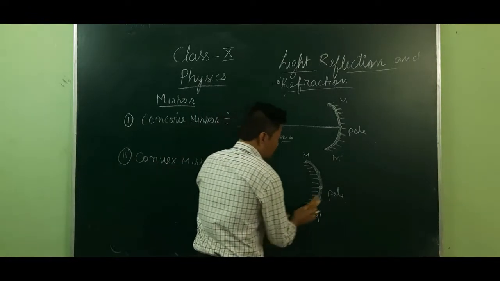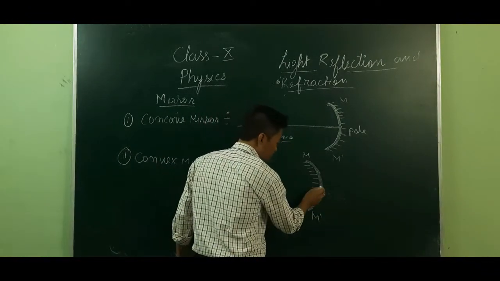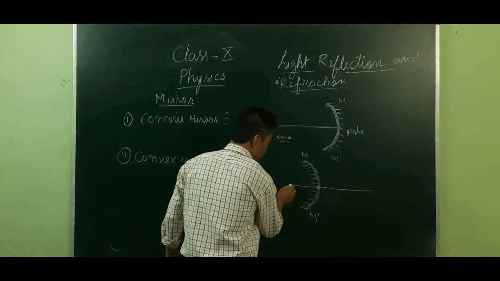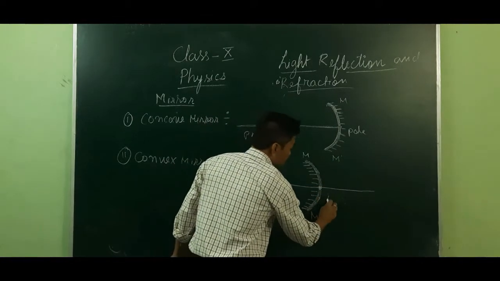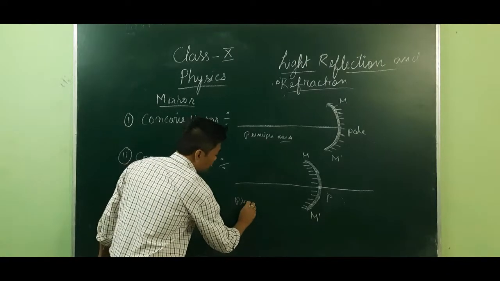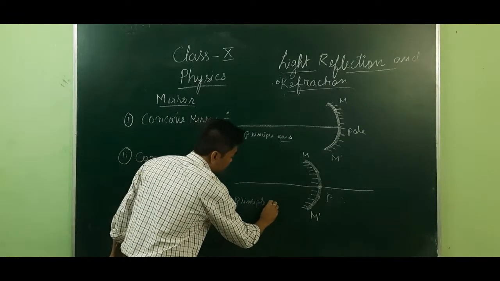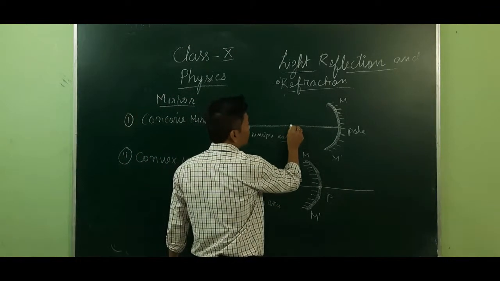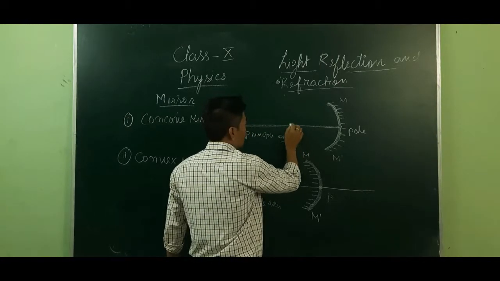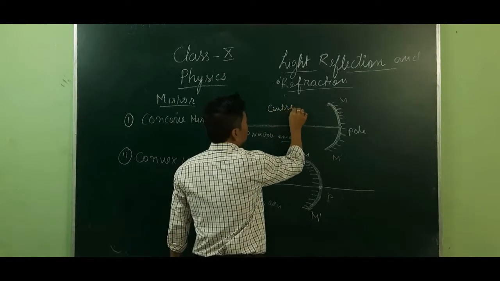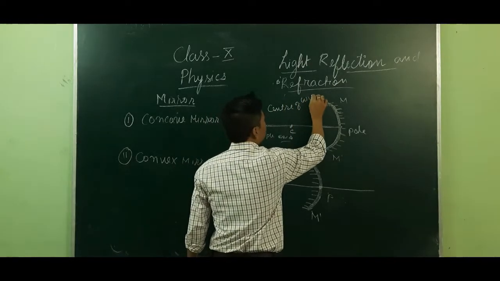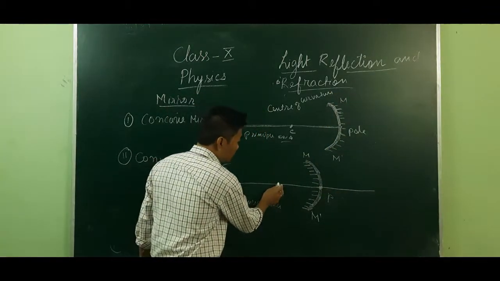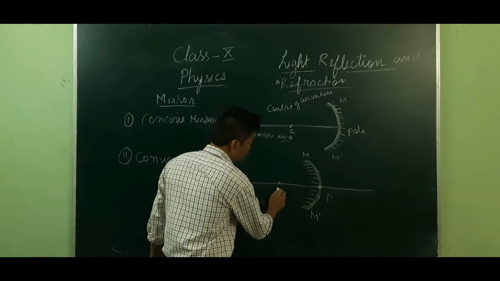So for the concave mirror and convex mirror, it is extended. Okay, this is the pole, this is the principal axis. Okay, this is called C, the center of curvature. Center of curvature. These are the parts of the mirror which we are going to learn. Here, the center of curvature, C.